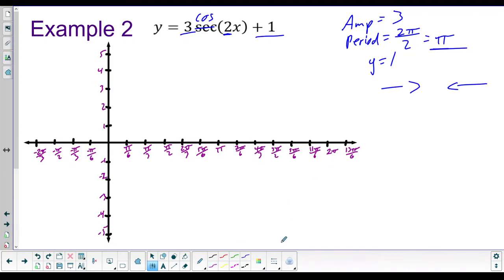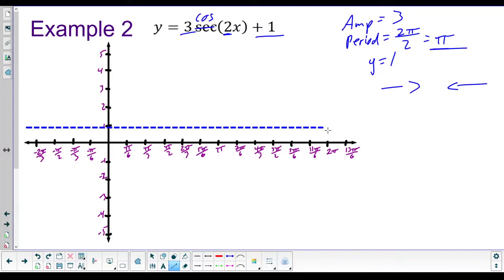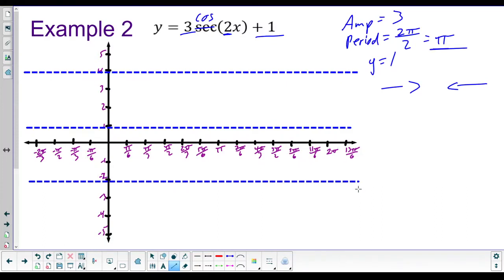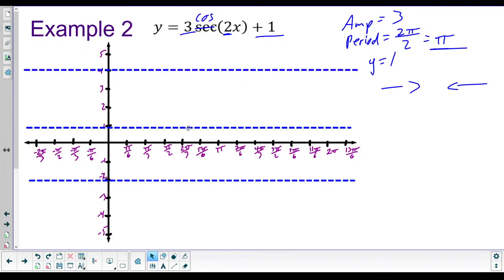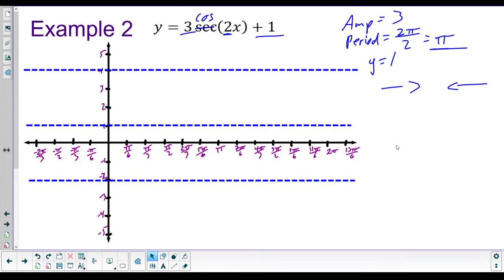So let's put in our midline. Let's make it blue. Let's make it a dashed line. So midline at y equals 1. Our amplitude is 3, so we're going to go up to 4. That's our max for our cosine function. We're going to go down 3, 1, 2, 3. And that's going to be our minimum for our cosine function. Just make sure that's in the right spot. Okay, pretty good.